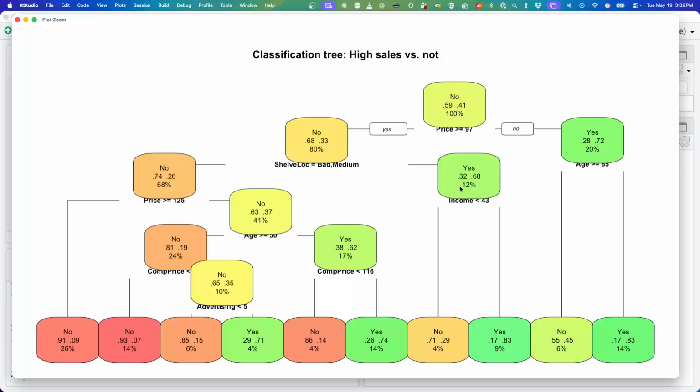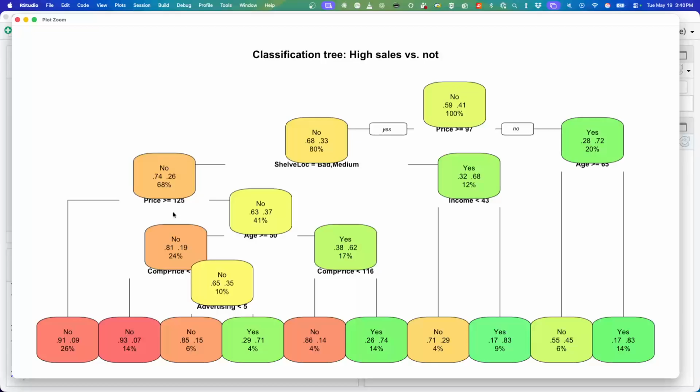Okay, and you can see the splits continue on to the variables. One thing you'll notice is that price here is greater than or equal to 97. Over here we have another one, price is greater than or equal to 125. So when I say it looks at all the possible splits across all the variables, that includes variables you've already looked at, right?